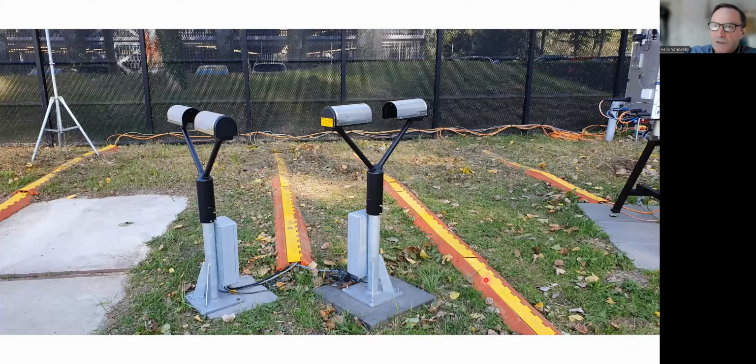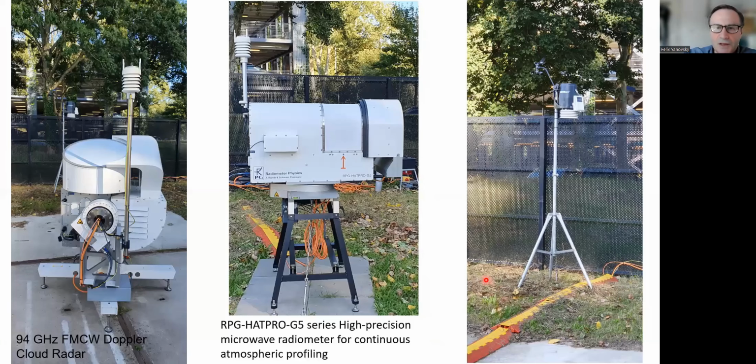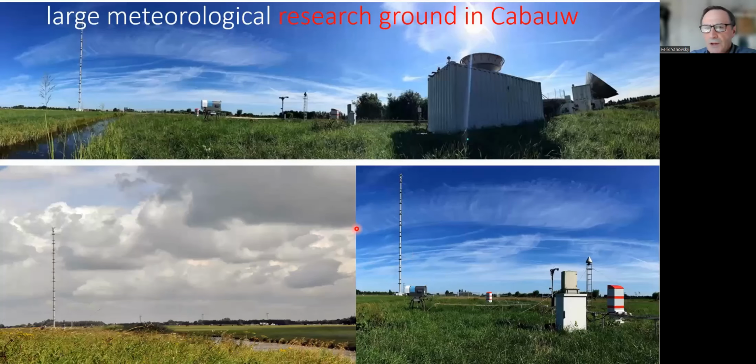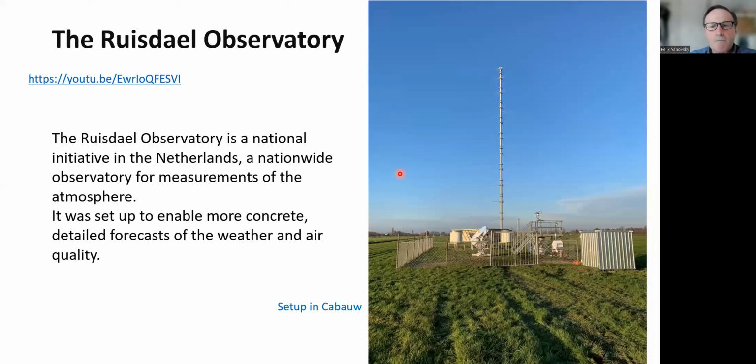And the devices which we use in this research are located at a large radio range, a meteorological site, which is located 10 kilometers from Delft, in the center of the Netherlands, in Cabauw. And here there are a lot of different devices, including a mast of 214 meters. And this instrument works in the framework of the Ruisdael Observatory, which is a national initiative in the Netherlands devoted to meteorological and climate research.